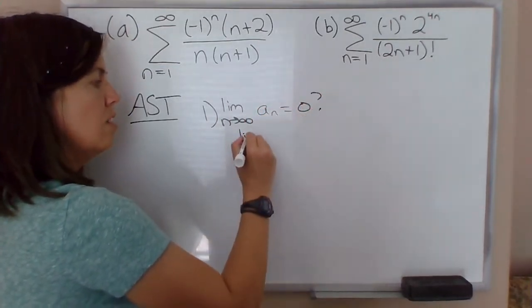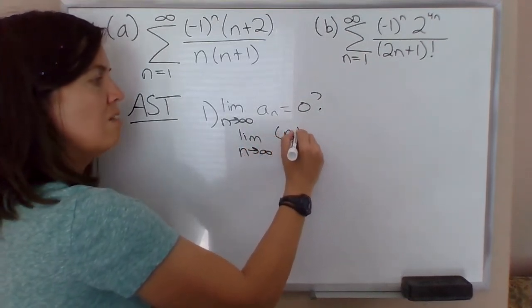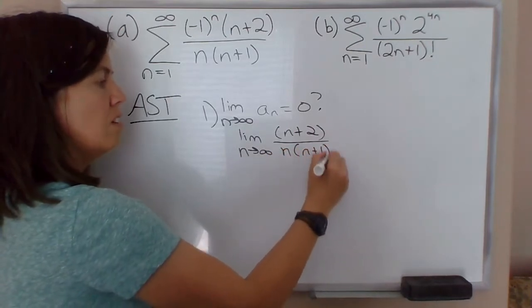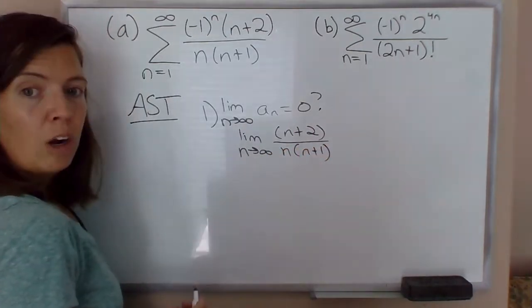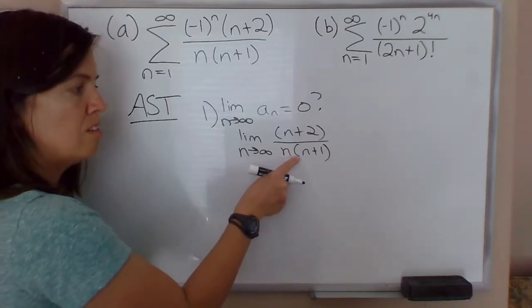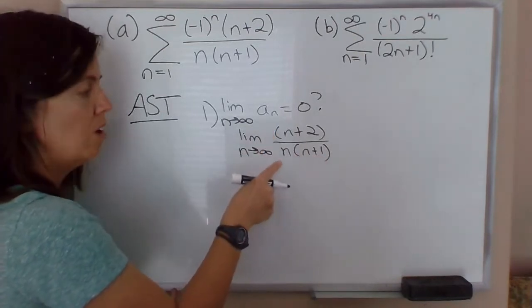Okay, so in this case, the non-alternating part would be, like I said, everything except for that negative 1 to the n. So it'd be this. Now you've got a rational expression with a greater degree in the denominator. This is n squared plus n if I multiply it out into the first and the numerator.